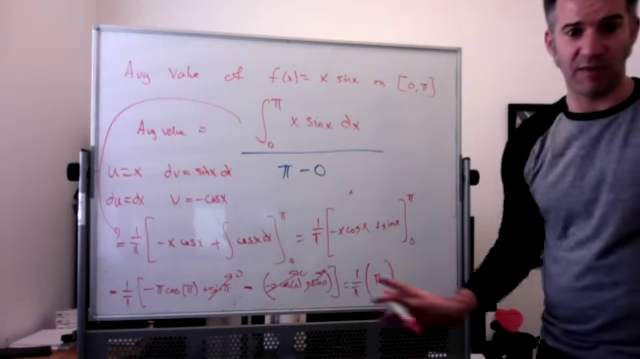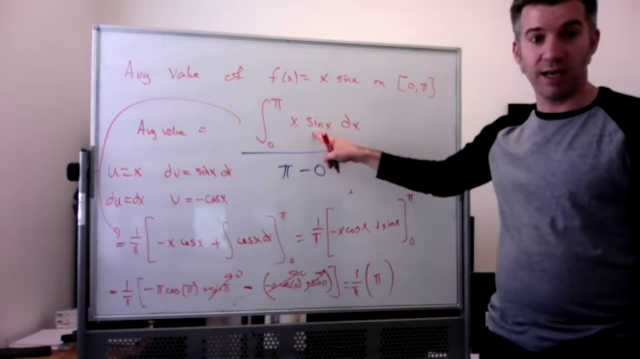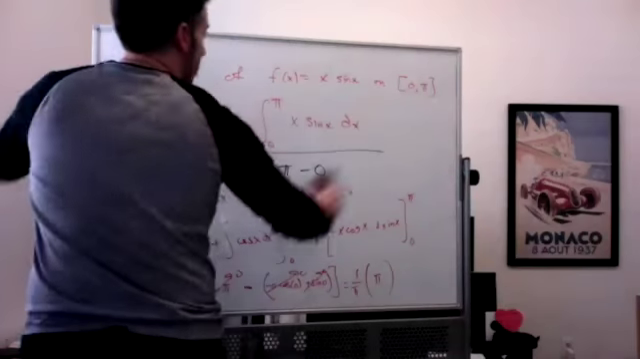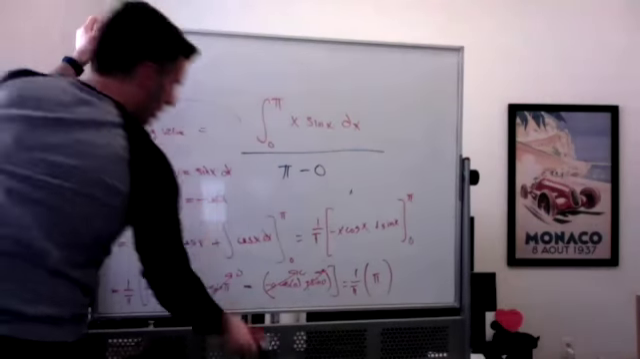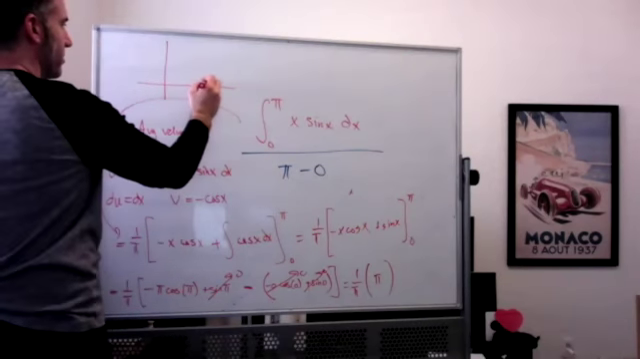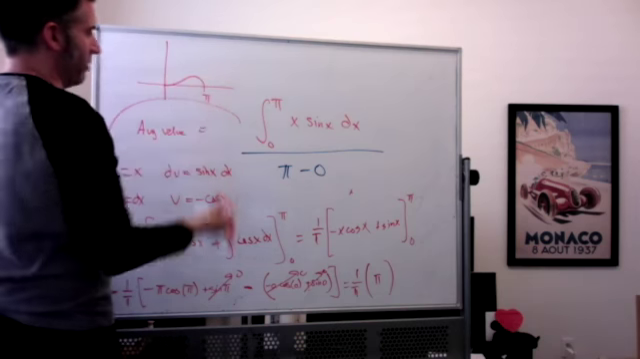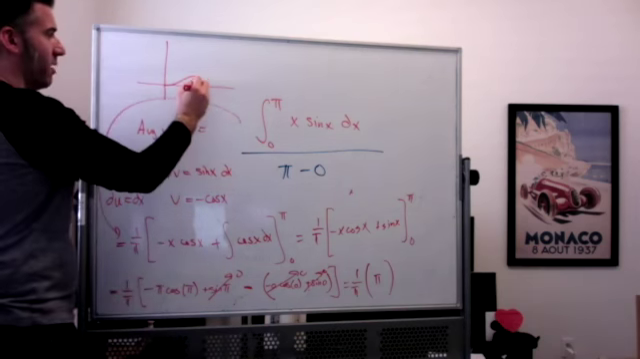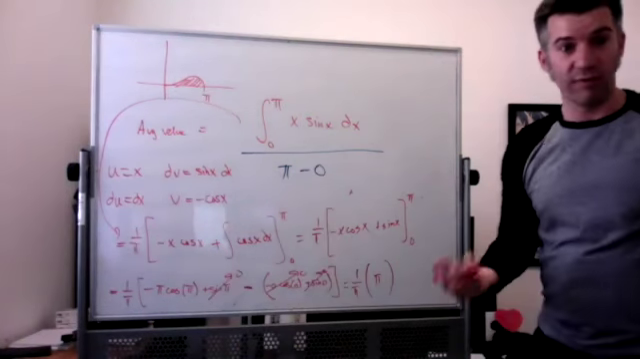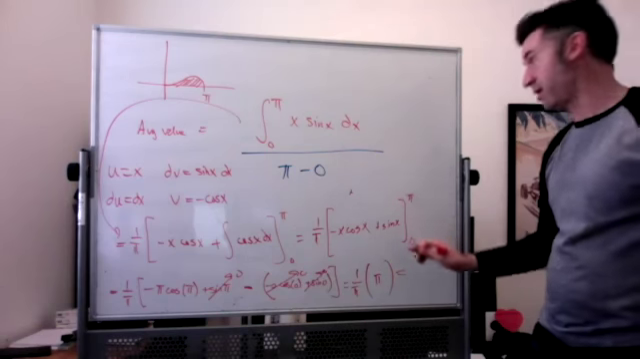So here's what I want to say before I write the final answer, which I know is 1. The area under x sine of x from 0 to pi is pi. I don't know exactly what it looks like, but here's pi, maybe it's something weird like that. The area under there is pi. The average value is pi divided by the length, which is also pi.